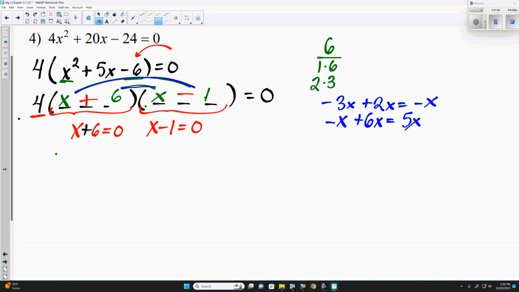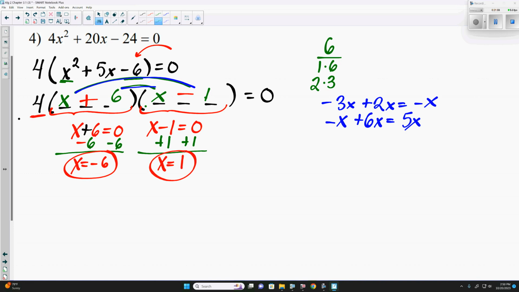Now for the first one, x plus 6 equals 0, we can minus 6 from both sides, telling us x is negative 6. The other one we can add 1 to both sides, telling us x is... Questions on this here?